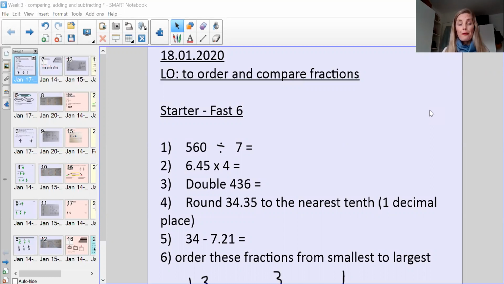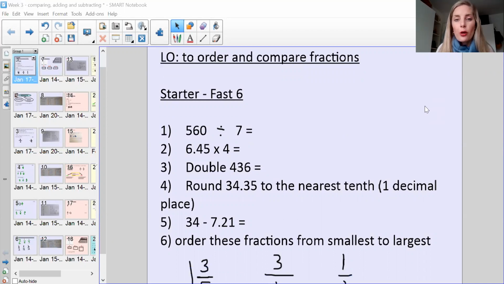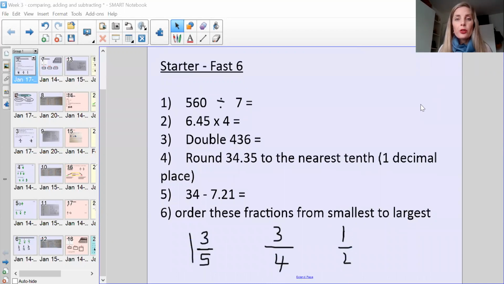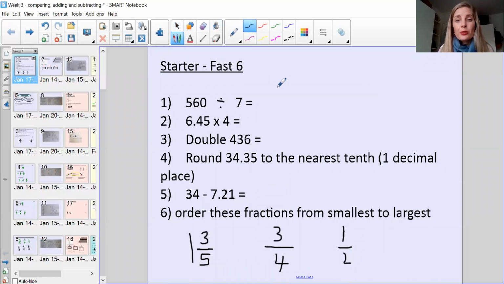But first we're going to do our fast 6 today. So this is your fast 6 questions. So pause your video and have a go at answering those 6 questions and see how you can do. Good luck. Great, so hopefully you've managed to give it a go and you've tried all 6 questions and let's see how well you did.